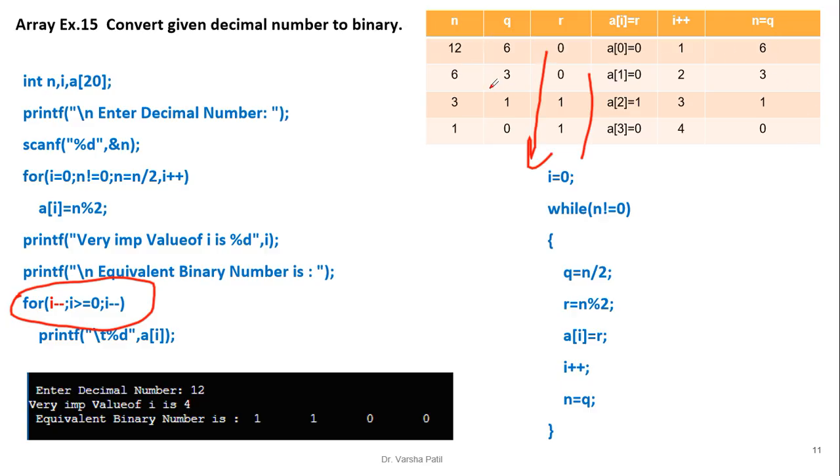Now number becomes 6. Now 6 divided by 2, quotient 3, remainder 0. It will be stored into the next location, I incremented. Now 3, quotient is 1, remainder is 1. This one.